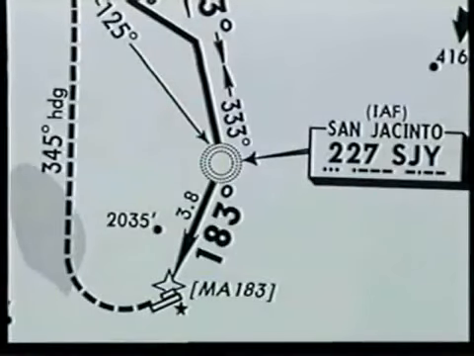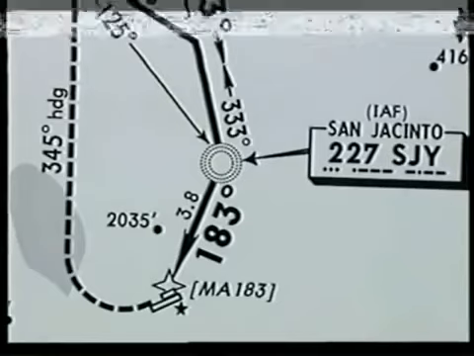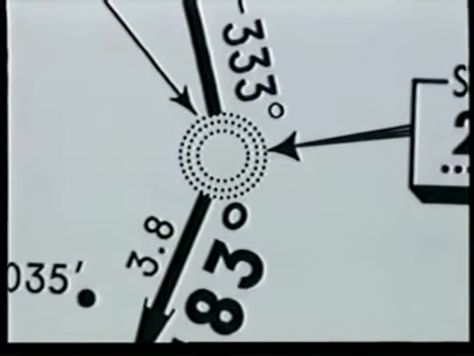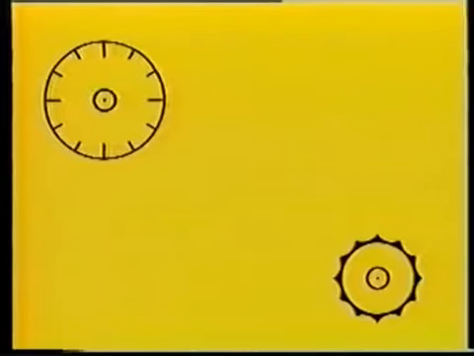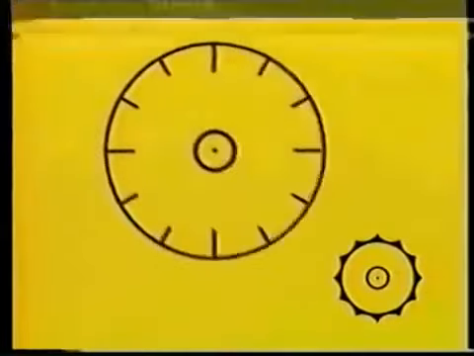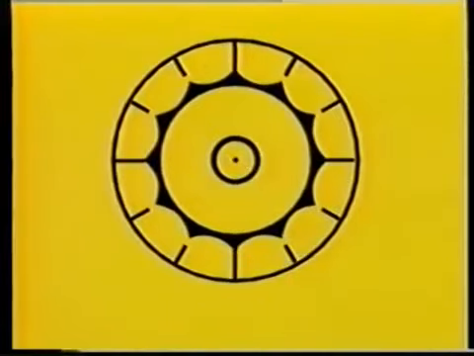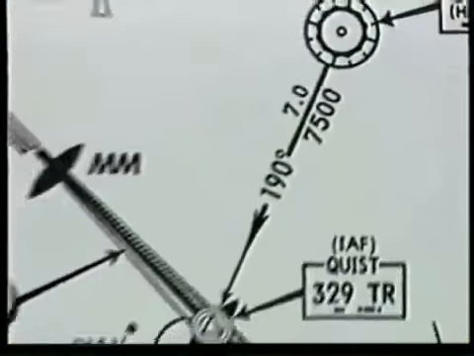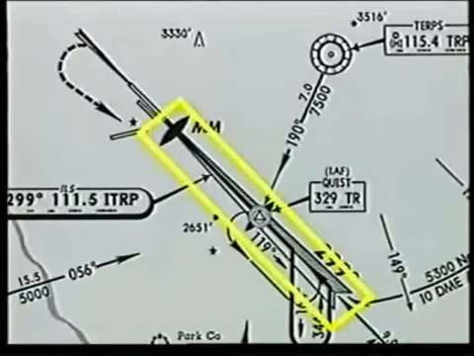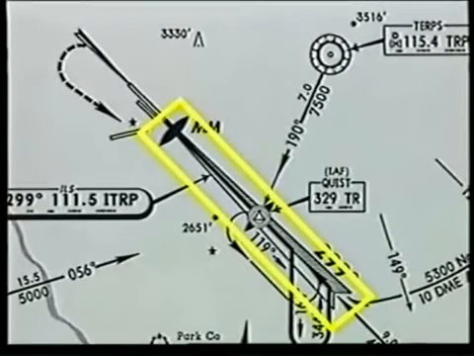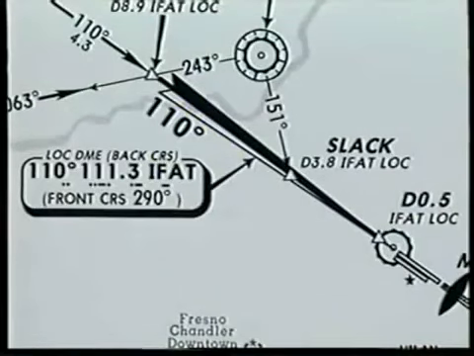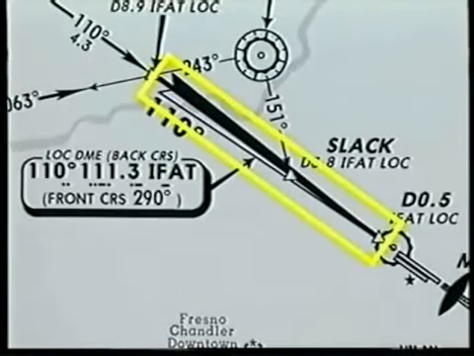The NavAid symbols shown on the plan view are similar to those found on other Jeppesen charts. For example, an NDB is depicted by a series of concentric dotted circles. A VOR is indicated by a compass rose. A TACAN, or DME, is depicted by a serrated circle. And a VORTAC, or VOR-DME, is shown by combining the two symbols. Localizer, ILS, LDA, SDF, and MLS approaches are shown with a half-feathered arrow, while a localizer back course approach is indicated by a half-solid arrow.